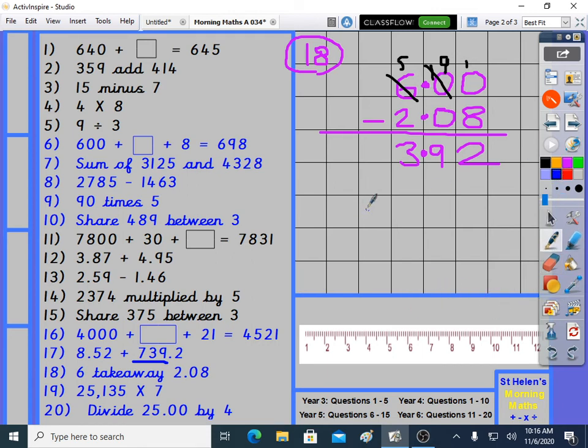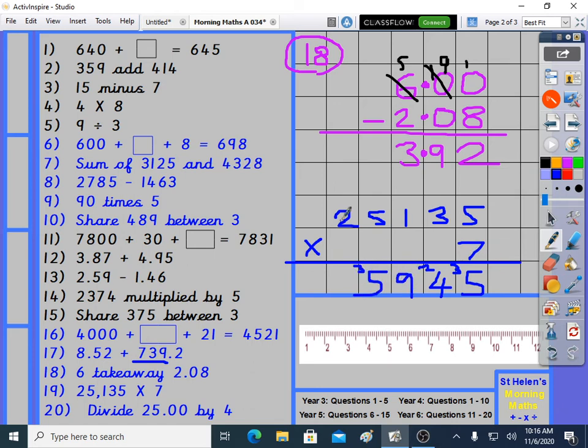Kind of big ones you get towards later on in the arithmetic paper in year 6. But it's not too bad, because we're only multiplying by 1 digit. 7 times 5 is 35. 7 times 3 is 21, plus 3, 24. 7 times 1, 7. Well, plus the 2 is 9. 7 times 5, 35. 7 times 2, 14, plus 3, 17.